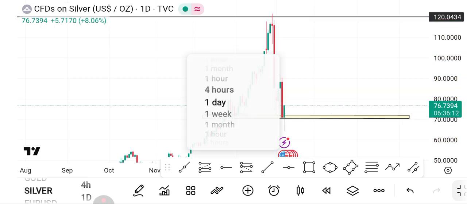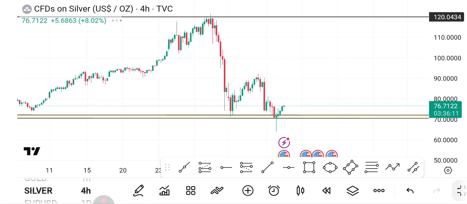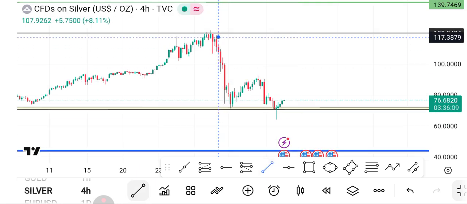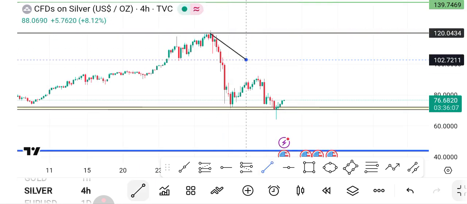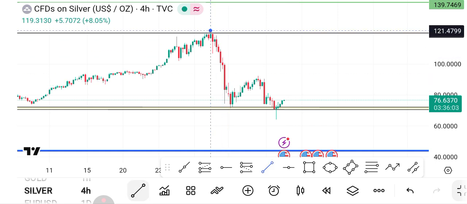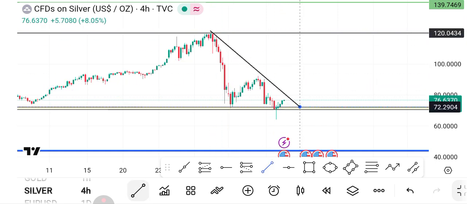On the 4 hour, all you should wait for is a breakout of a candle, a 4 hour candle close out of this trend line.